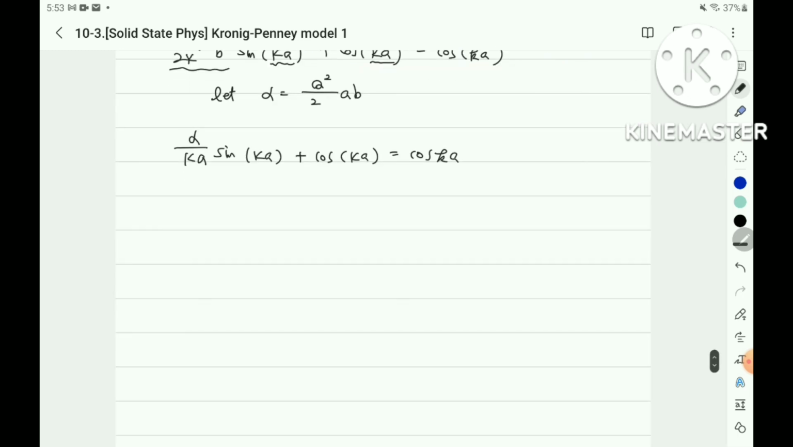Let's define the left side as a function of Ka, and the right side is cos small ka. It should be within plus minus 1. The absolute value should be within plus minus 1. For this one, the absolute value of F(Ka) should be within plus minus 1.